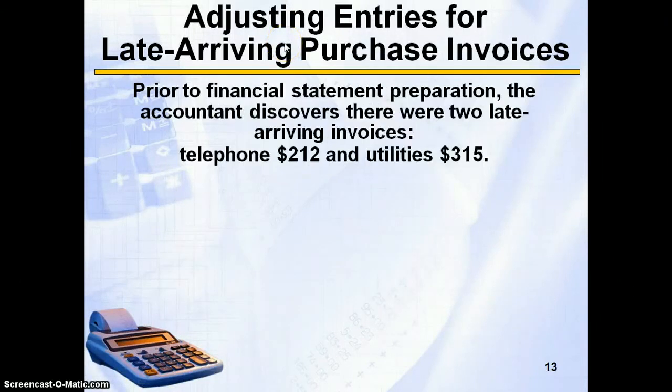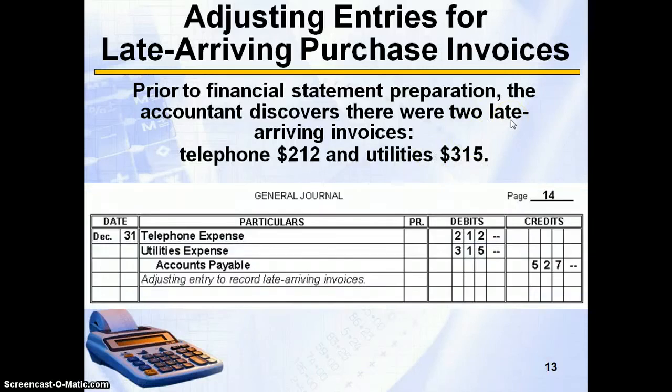Here's an example of a late arriving purchase invoice. Prior to financial statement preparation, the accountant discovers that there are two late arriving invoices. We got a telephone bill for $212 and a utilities bill for $315 late, which means after the fiscal period has already ended. In order to account for this, we must record it in the general journal. We must record our telephone expense at $212. We're going to debit this account because our expenses are increasing. We must record our utilities expense at $315. Again, we must debit this account as well because our expenses are increasing.